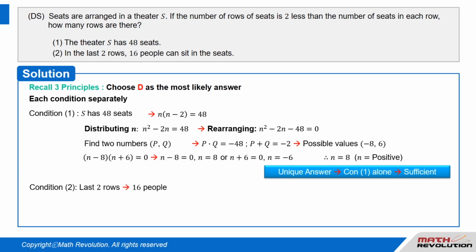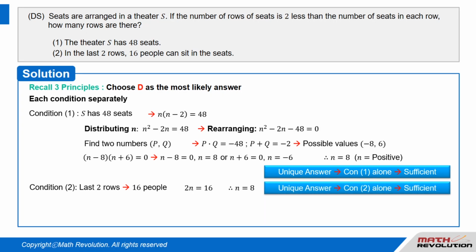Condition 2 tells us that in the last 2 rows, 16 people can sit in the seats. So, 2 times n equals 16, and we get n equals 8. It is a unique answer, so this condition is sufficient. Each condition alone is sufficient.